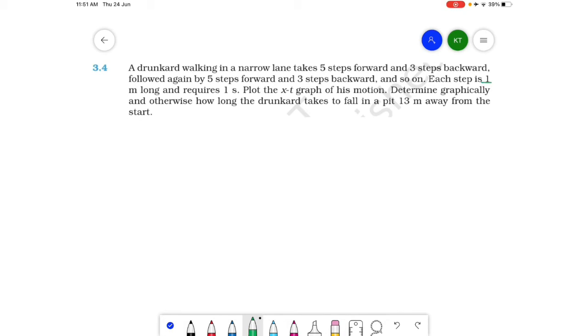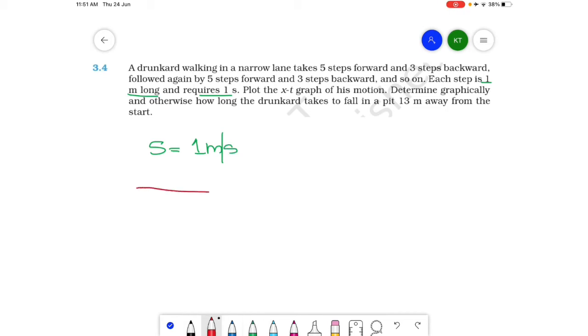Each step is 1 meter long and requires 1 second. So how much is the speed here? Speed equals distance by time. What is the distance? 1 meter. What is the time? 1 second. So we get 1 meter per second. That is our speed, the drunkard man's speed.